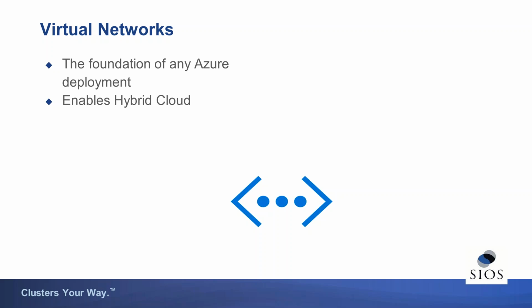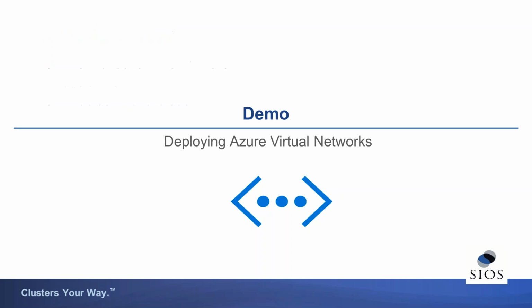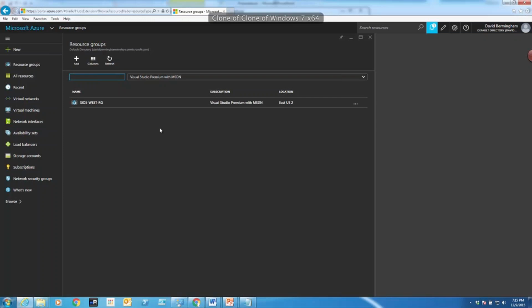So the foundation of any deployment is the virtual network. That gives you your playground in Azure, and it also enables hybrid cloud configurations. If you want to span from on-prem into cloud, you're going to have to leverage the virtual network. So quick demo on how to create the virtual network using the portal here.